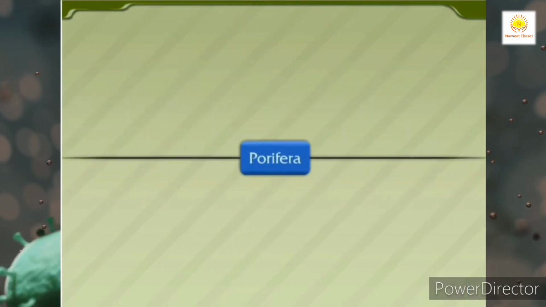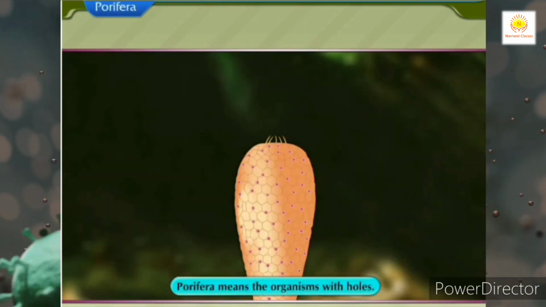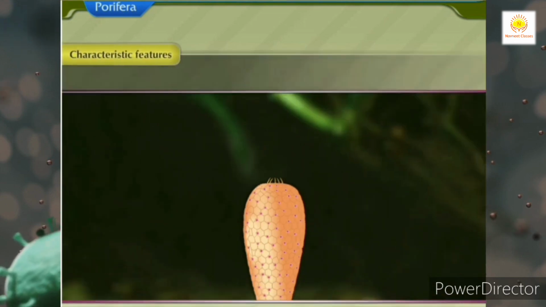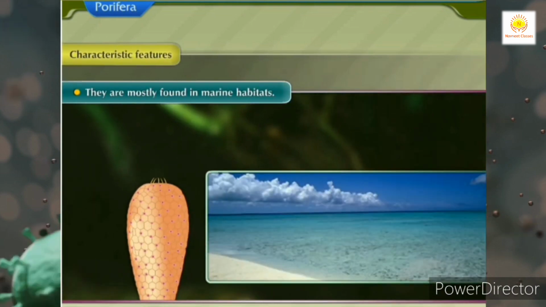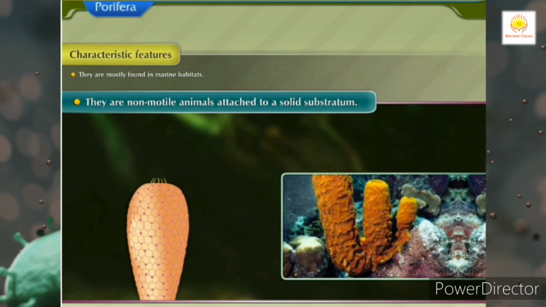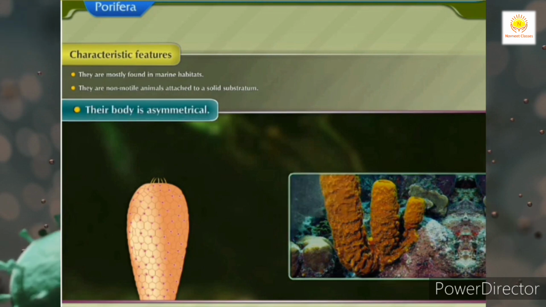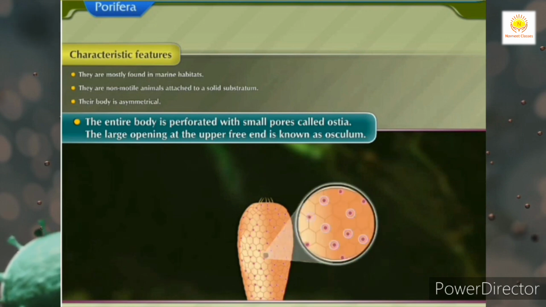Porifera. Porifera means the organisms with holes. The characteristic features of this phylum are: they are mostly found in marine habitats. They are non-motile animals attached to a solid substratum. Their body is asymmetrical. The entire body is perforated with small pores called ostia.